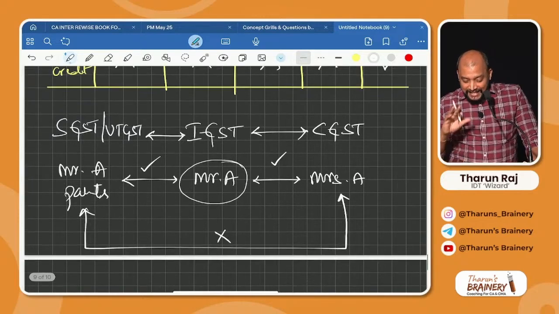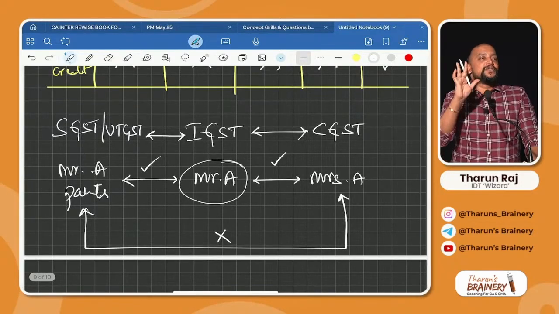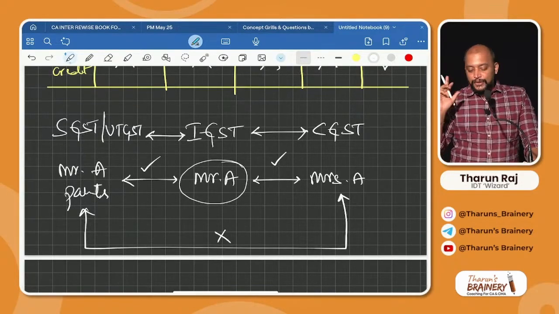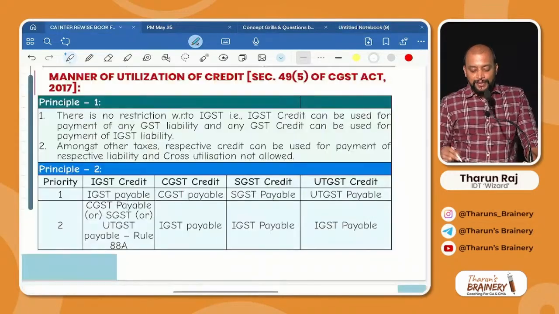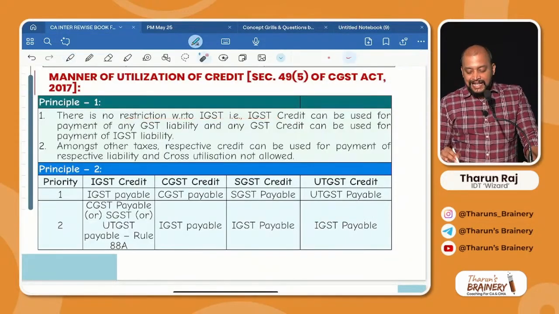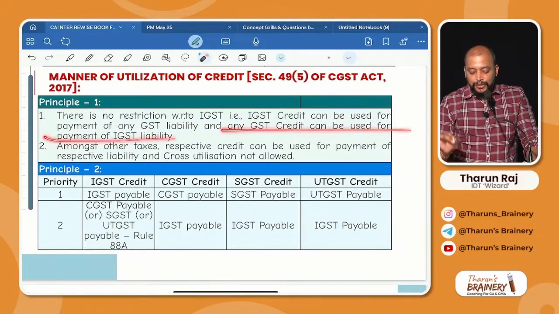So from that example, you can remember this rule number 1. What are the 2 points that you need to remember? There is no restriction with respect to IGST. That is, IGST credit can be utilized for payment of any GST liability, and any GST credit can be utilized for payment of IGST liability.